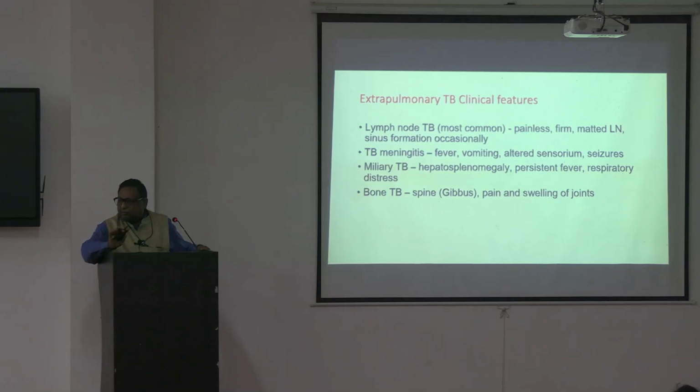There is a difference: high protein, low sugar, then cells mostly lymphocytes, and the protein is so high that if you see physically, you will get a cobweb on physical examination. If you keep it for some time, you will find some sediments, a cobweb formation. Then you do a microbiological test, which is confirmatory. Nowadays we are doing PCR, TB PCR also we are doing.